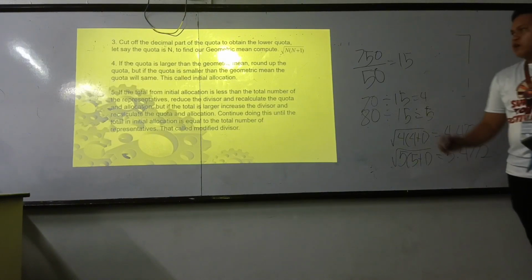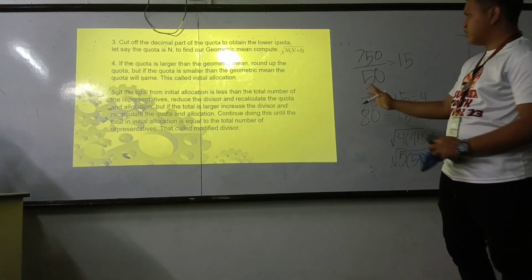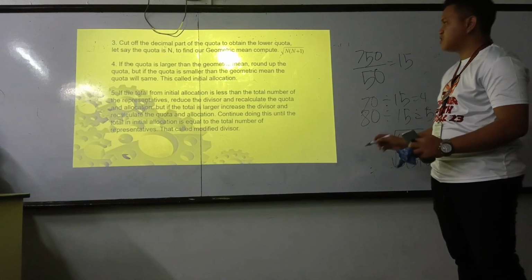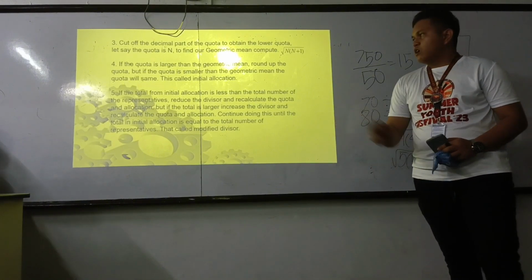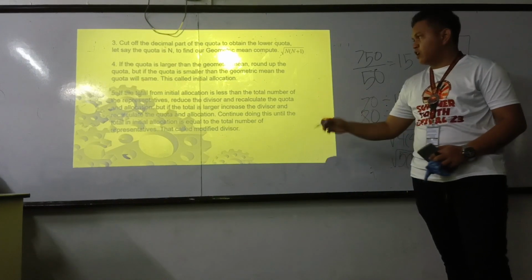Step 4. If the quota is larger than the geometric mean, round up the quota. But if the quota is smaller than the geometric mean, round down, so it will be the lower quota. And this is called the initial allocation.